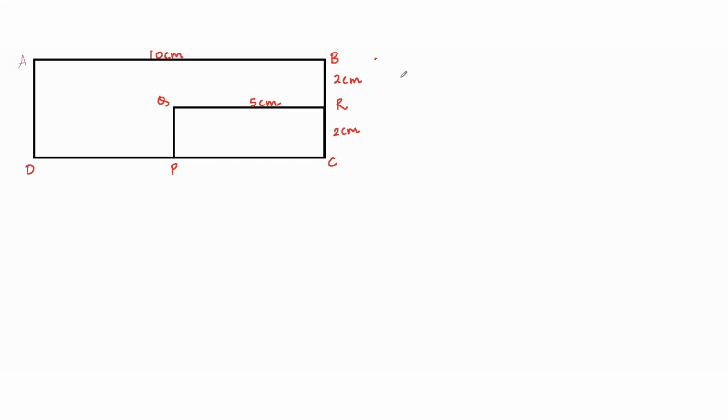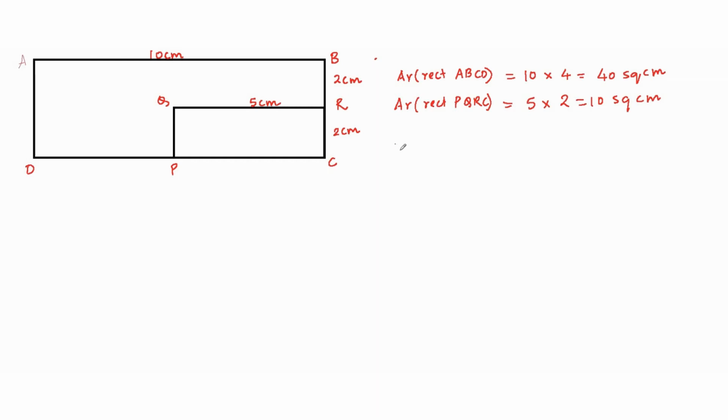Let us now find the area of rectangle ABCD. The area of a rectangle is given by length, which is 10, multiplied by the breadth, which is 4. Therefore, the area becomes 40 square centimeters. And let's find the area of rectangle PQRC. The length of PQRC is 5 and the breadth is 2. So 5 twos are 10 square centimeters.